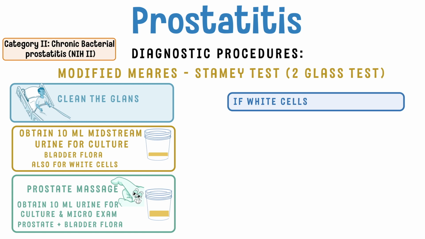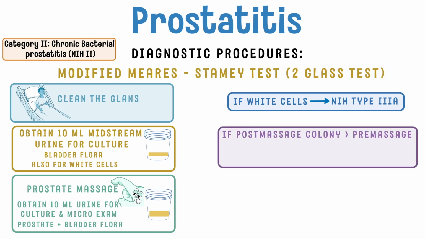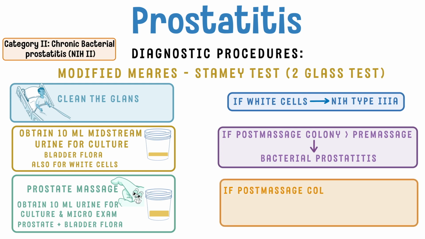If white cells are present, they may represent bacterial prostatitis or NIH type 3A. If the post-massage colony count is 10 times higher than the pre-massage sample, bacterial prostatitis is present. If both cultures have similar counts, cystitis is present.